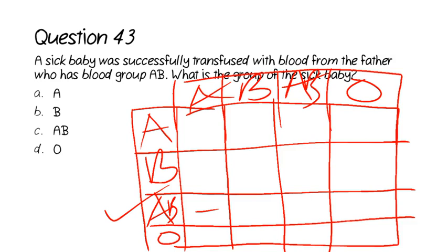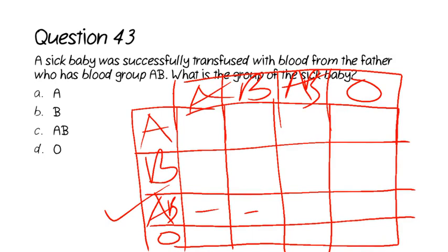The next is a donor of AB blood giving blood to a recipient of B blood. This is also not possible because a person who has blood group B has anti-A in their plasma, and there is antigen A on a red blood cell of AB group. Once you have an antigen A and antibody anti-A, there will be agglutination. This is also not possible.